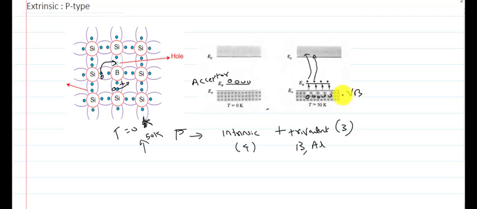The hole concentration in the valence band will be greater than the electron concentration for a p-type semiconductor. So the holes are the majority carriers in the p-type semiconductor. Here the holes are increasing, since the electrons are very few in a p-type semiconductor. So holes are the majority carriers in a p-type semiconductor. So this is the energy band diagram and structure of the p-type semiconductor.